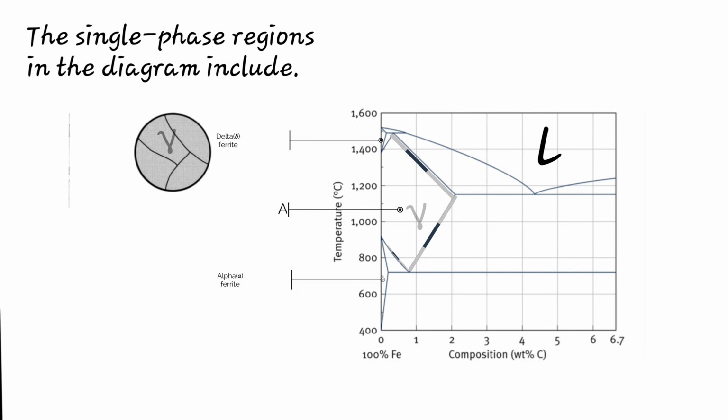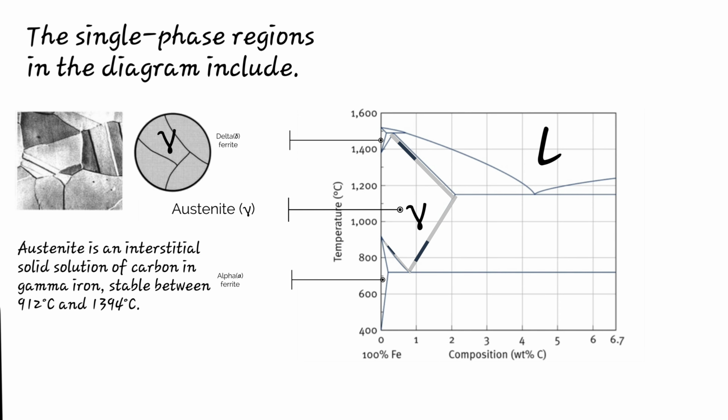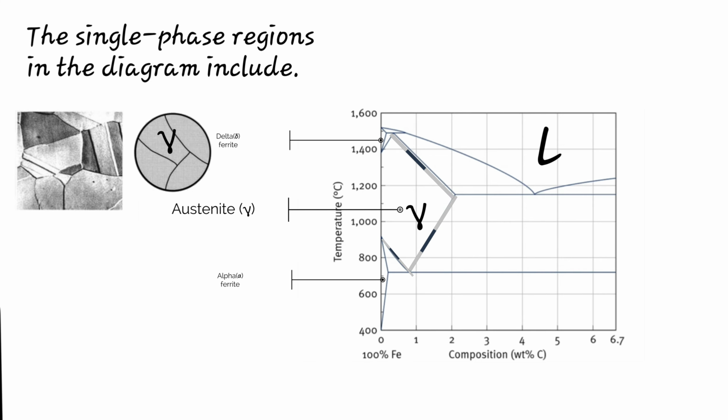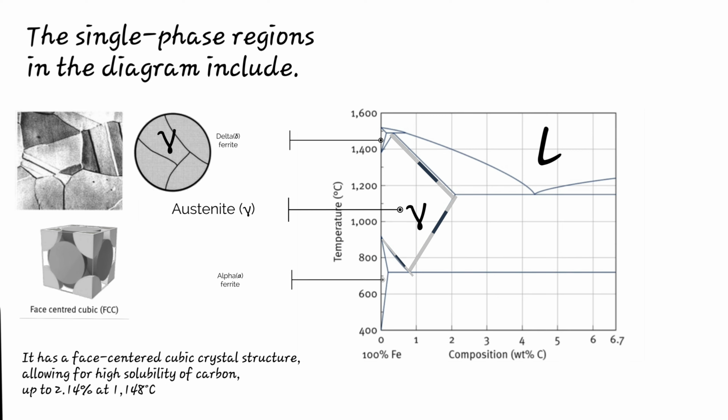4. Austenite phase. Austenite is an interstitial solid solution of carbon in gamma iron, stable between 912 degrees Celsius and 1394 degrees Celsius. Also known as the gamma phase, it does not exist below 727 degrees Celsius, where the maximum carbon content is about 0.76%, approximately 0.8%. It has a face-centered cubic crystal structure, allowing for high solubility of carbon, up to 2.14% at 1148 degrees Celsius.